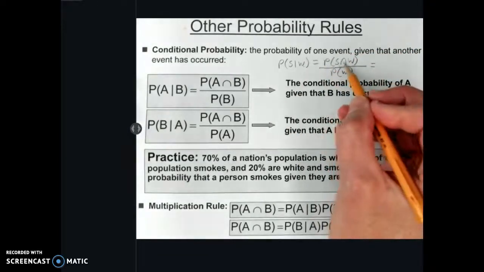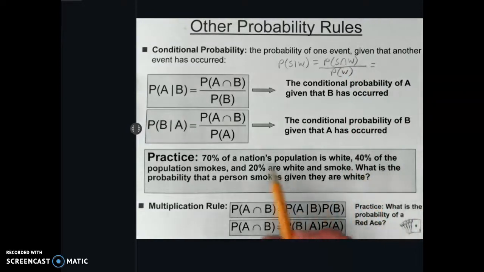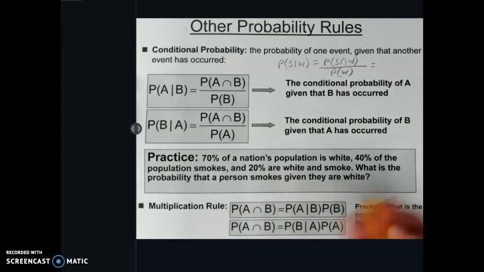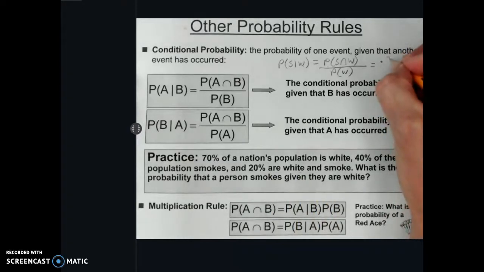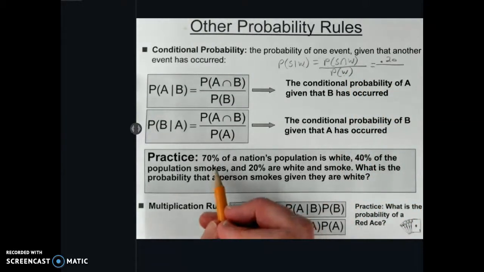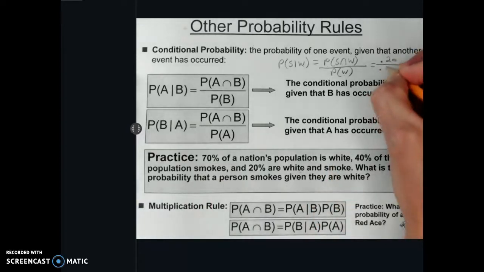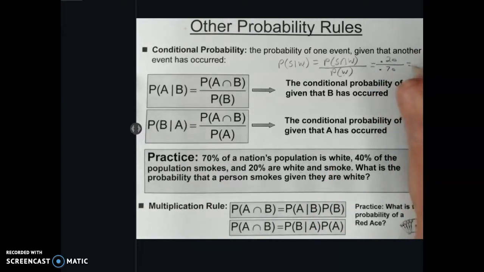What is the probability of the intersection? Well, smoking and being white, it says here that 20% are white and smoke. So we would put 20% here, or 0.20 in our numerator. And then the probability of someone being white, it says 70% of the nation is white. So we put 0.70. Well, 0.2 over 0.7 is about 0.29.